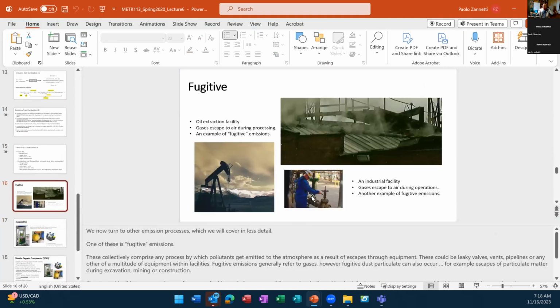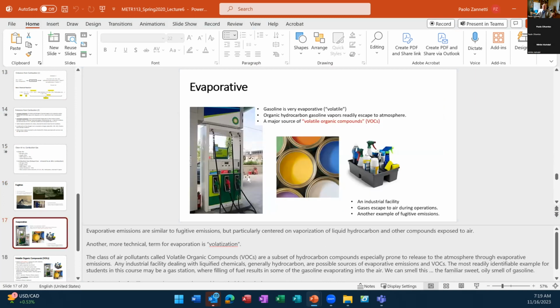Fugitives. This is an example of fugitives. You pump oil and you have vapor coming from your well. You have an industrial facility and you have leaks from the roof. These are all examples of fugitive emission. You pump gasoline in your car, or you have paint in your home, and when you paint, you have evaporative emissions.